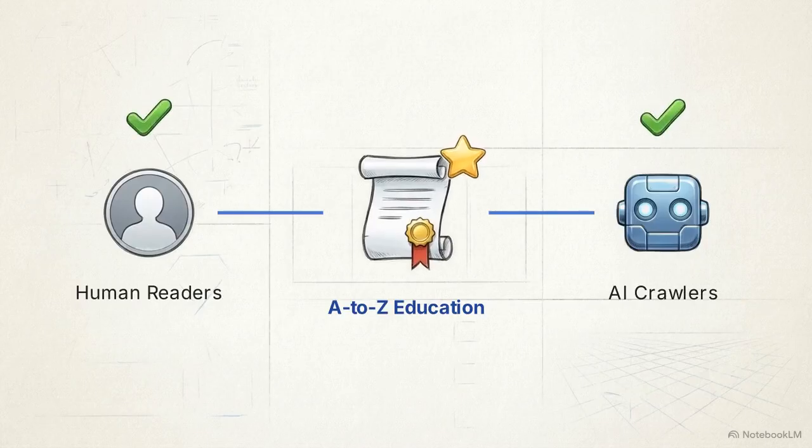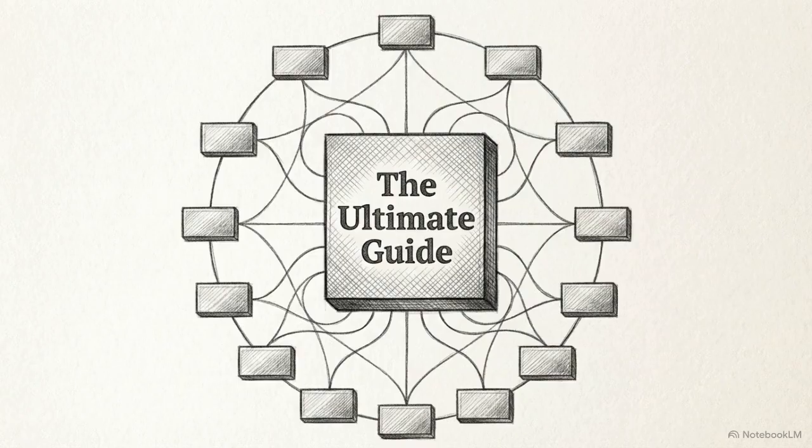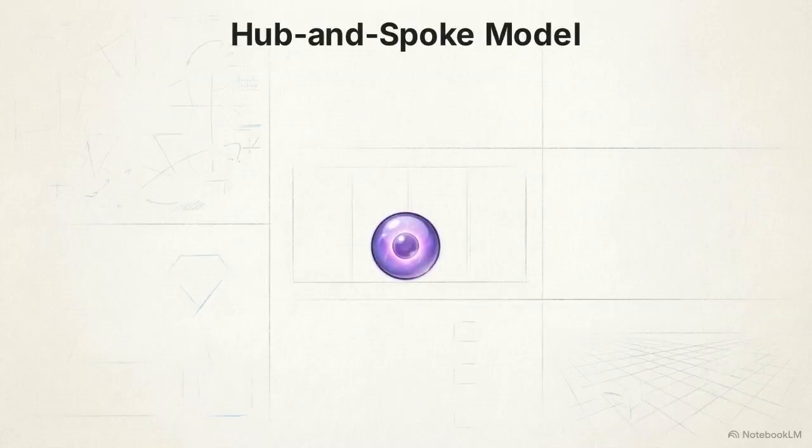Step 3 is structuring the actual content. You will write one comprehensive 3,000-word guide covering your broad core topic. This is your pillar page. Those categorized long-tail queries from your spreadsheet will each become their own dedicated post. We call these supporting articles. This diagram illustrates the hub and spoke model.